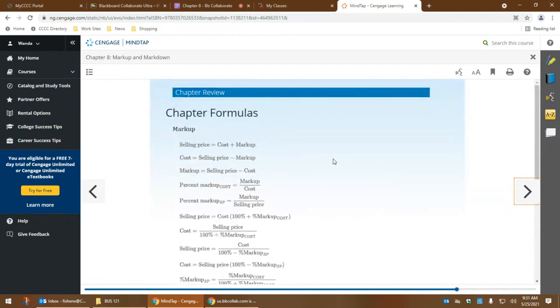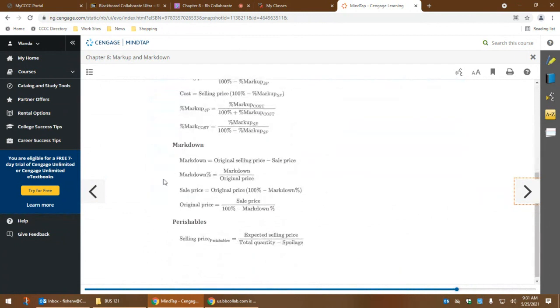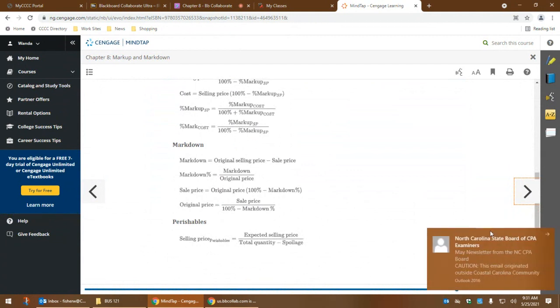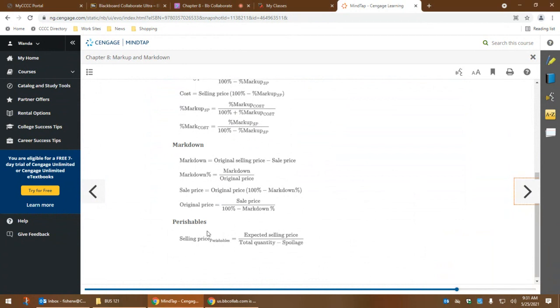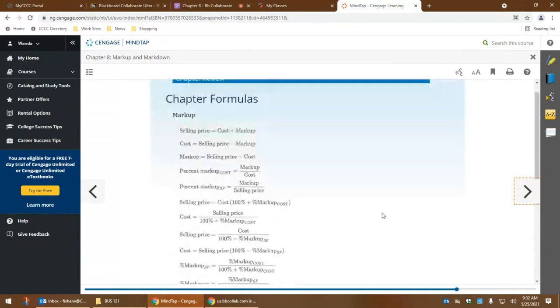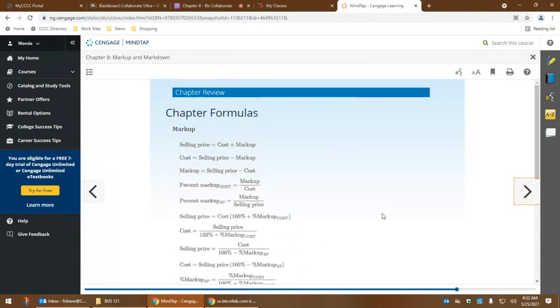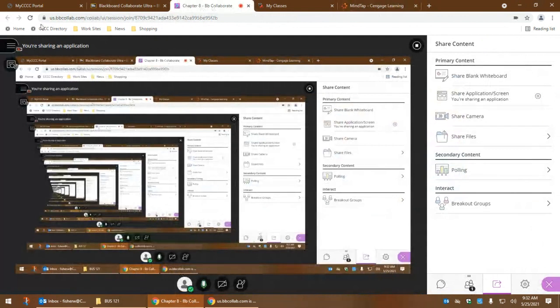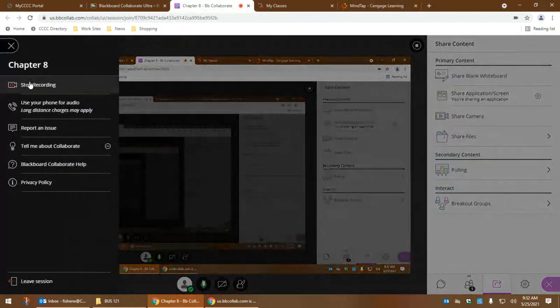So we've got our markup formulas. We've got our markdown formulas. And they also have some problems that involve anything perishable. If you think about a grocery store, they're going to have some perishables involved. So you have to take into account spoilage as well with that. These formulas should be able to get you through everything that you need to do with your Chapter 8 homework. As always, if you have any questions with this, do not hesitate to ask.